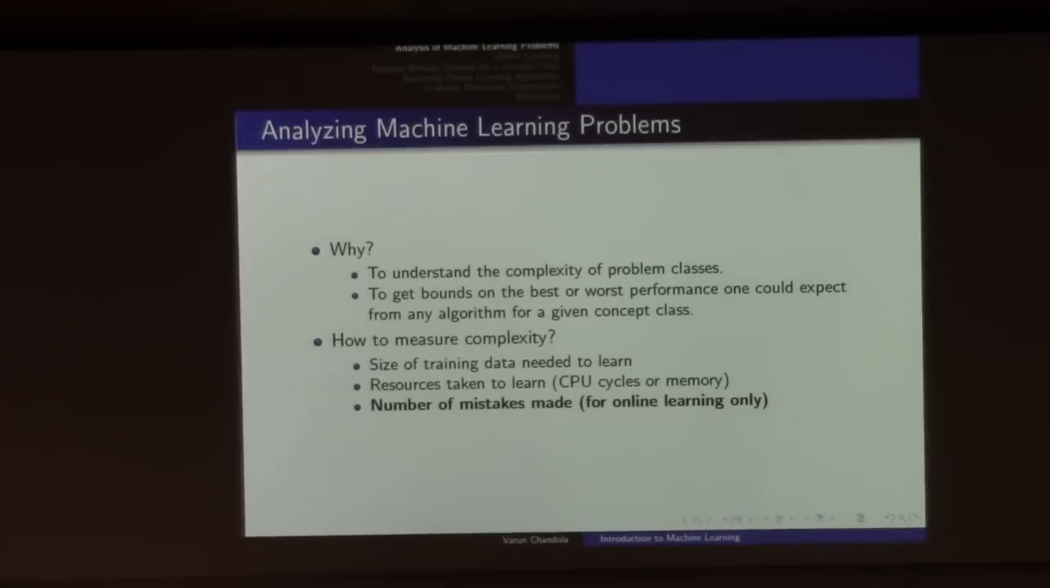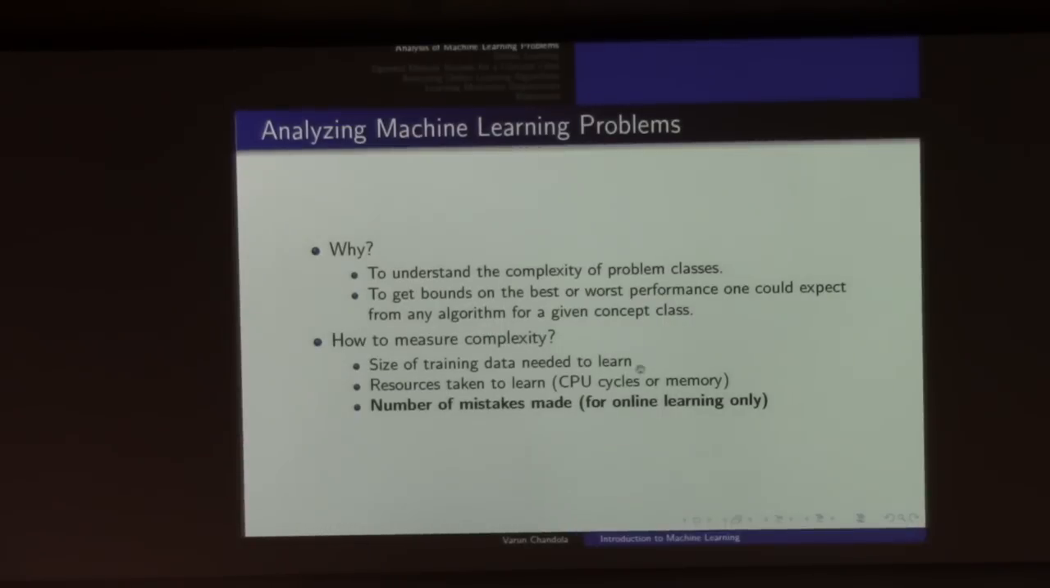Now the first question that comes is, how do you measure the complexity, right? What does it mean, complexity of a class? And it turns out that there are many ways to do that. So one way is maybe, okay, how much training data do you need to learn a concept of this class? That could be one measure. Another measure could be, how much resource do you need? Is it how many CPU cycles, how much memory does it need? If a class needs a lot of CPU cycles, then you know that it's a more challenging class than something else, right? That could be another metric.